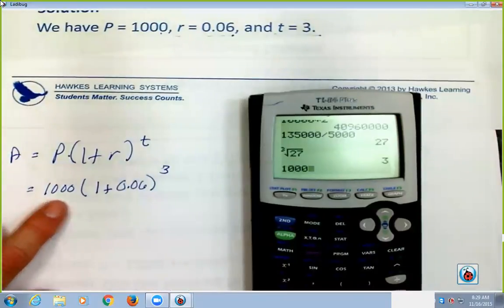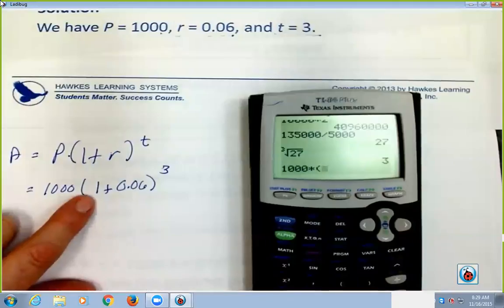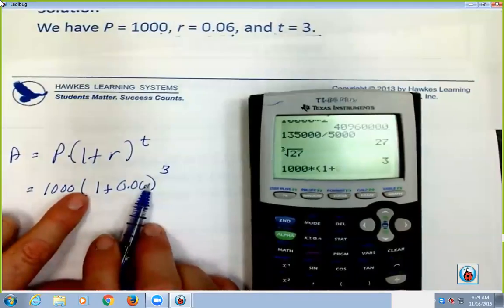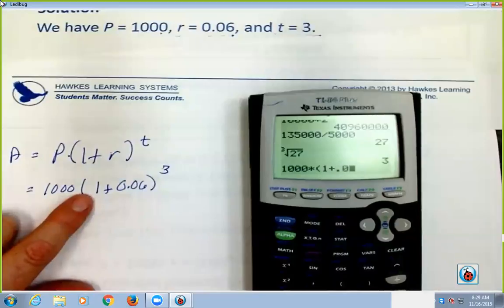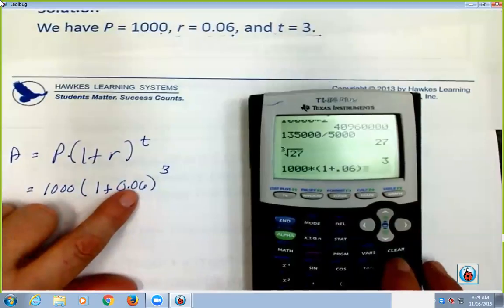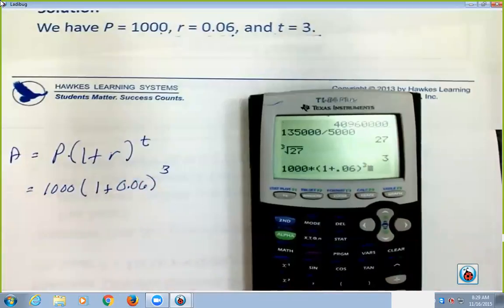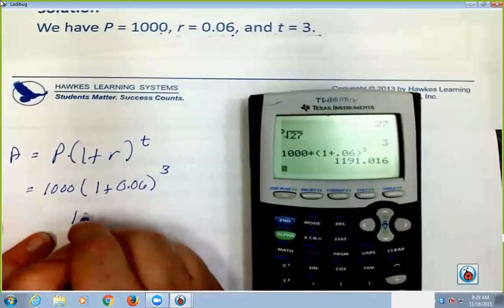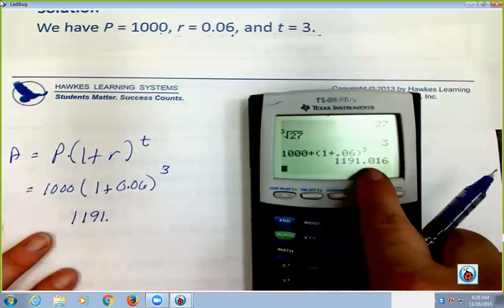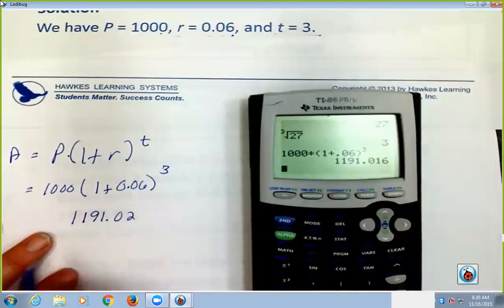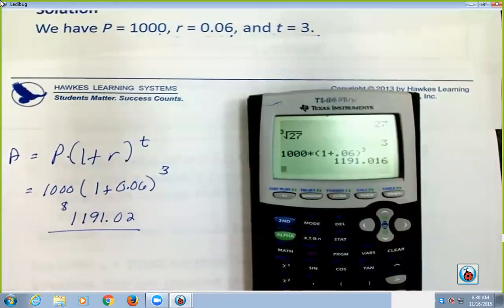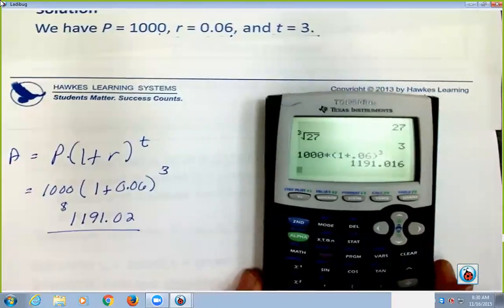So 1,000 times parenthesis 1, and if you got parentheses in your formula, put them in your calculator. Plus 0.06, close it, raised to the third power, and we find out our answer is 1191, and round to the nearest cent, so I'm going to have 0.02 cents. So that's what would be in the account after 3 years at 6% interest. Not hard. You guys following okay? So basically it's just figuring out where your numbers go and then sticking it on your calculator to calculate out what it would be.